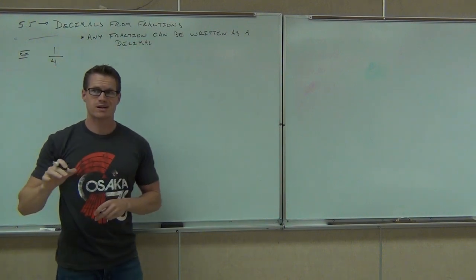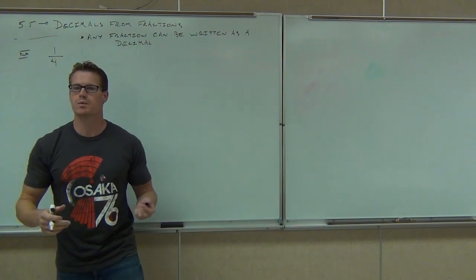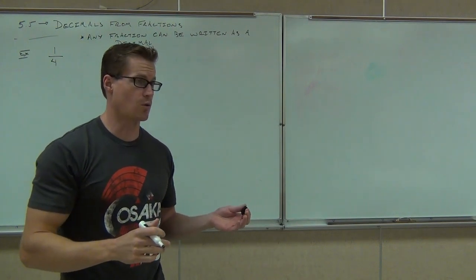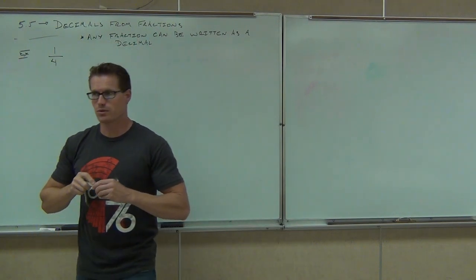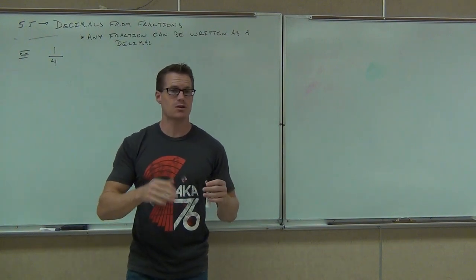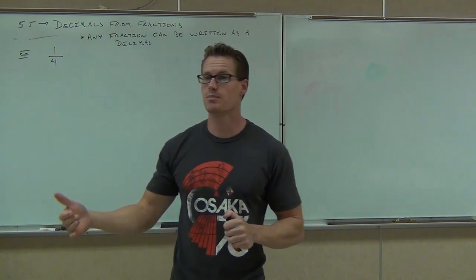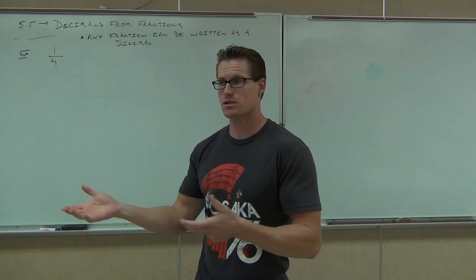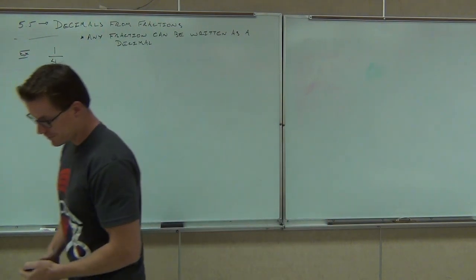The reverse, however, is not true. Any decimal cannot be written as a fraction. Some decimals never end and don't repeat, so those ones are called irrational. You cannot write those as a fraction. However, every fraction is either a terminating or non-terminating but repeating decimal. So we can consequently write it as a decimal.